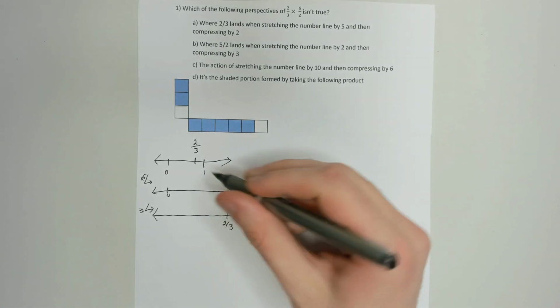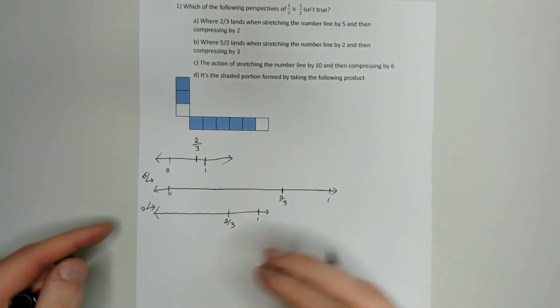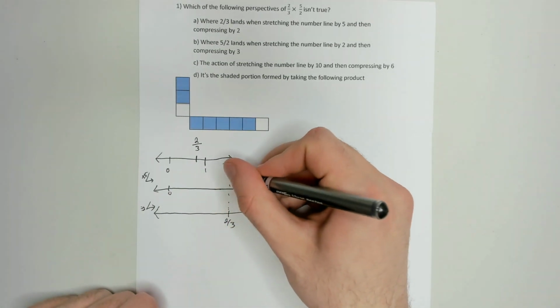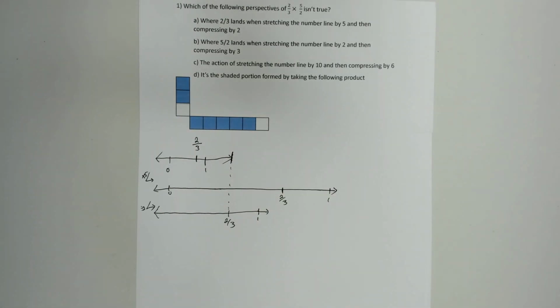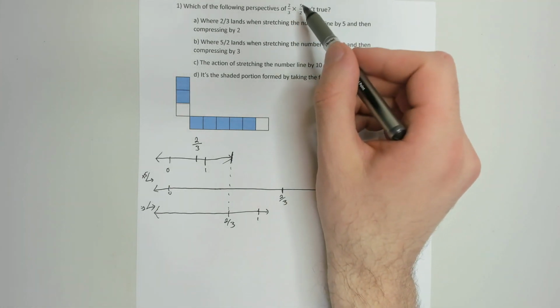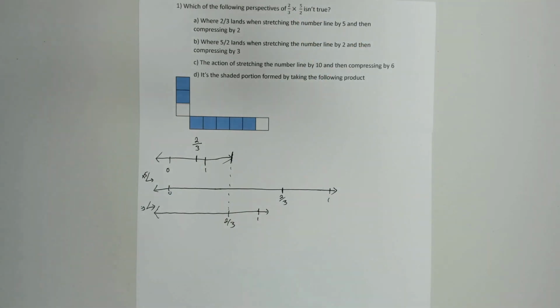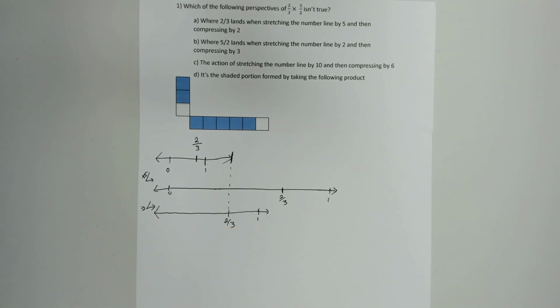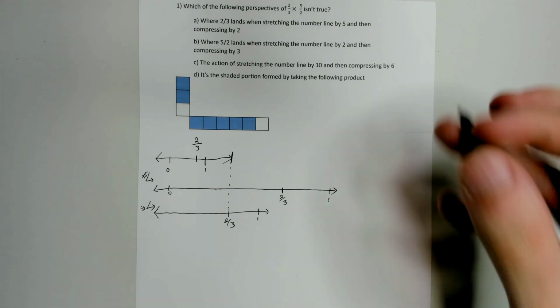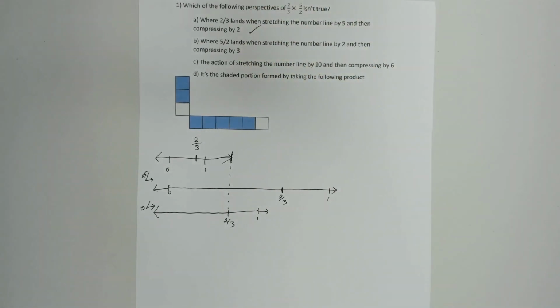But with this stretching by 5 and compression by 2, where 2/3 lands, we're saying that's going to be the same thing as 2/3 times 5/2. And yeah, this is going to be true, because multiplying by 5/2 has that double action of stretching by 5 and then compressing by 2. So that's the multiplying by 5 and then the dividing by 2. So part A is definitely a true statement.